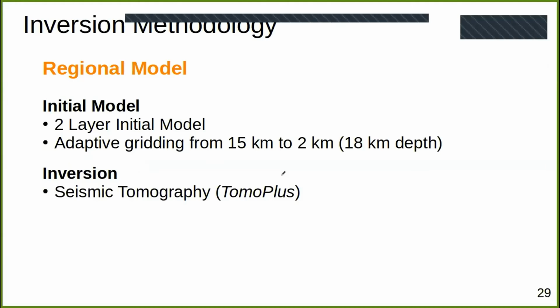And again, I used Geotomo to do this inversion. I started with a 2-layer initial model for the crust. The offset in this case doesn't allow for any imaging of the Moho. It's too close of offset. So we're just looking at about 18 kilometers of depth. And I just performed the seismic tomography in this case. I haven't been able to do the joint inversion yet, but that is coming in the future.